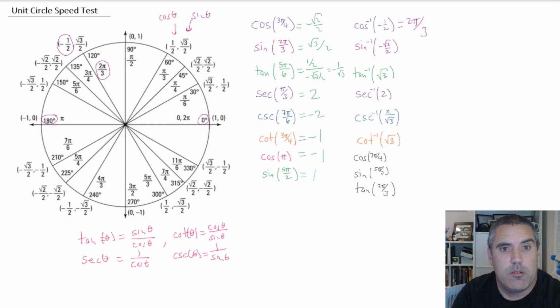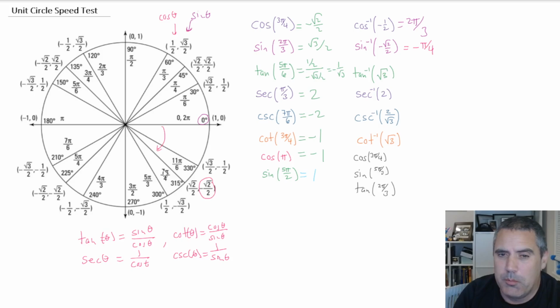The principal domain for sine is not 0 to 180. It's negative pi to pi. So now we're looking here. This is when do we get negative? It's right there. That's at 7 pi over 4. Your calculator, I wasn't thinking about this, but your calculator would give you negative pi over 4 because it always gives you an answer between negative pi over 2 and pi over 2.